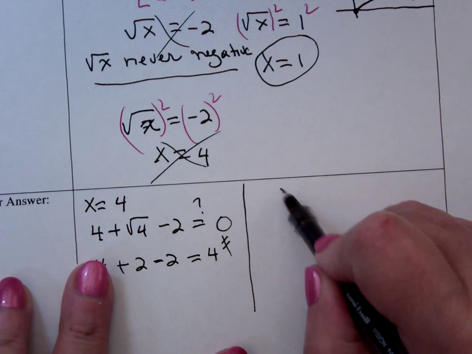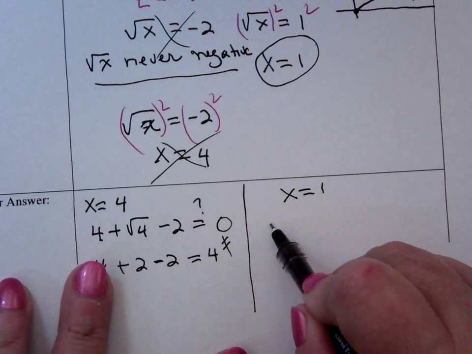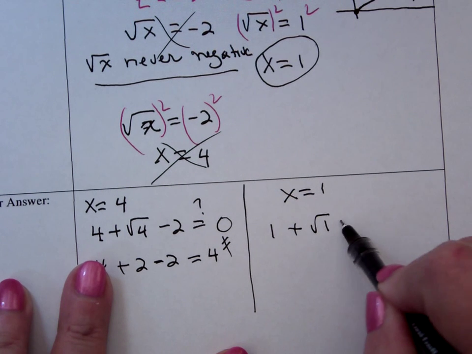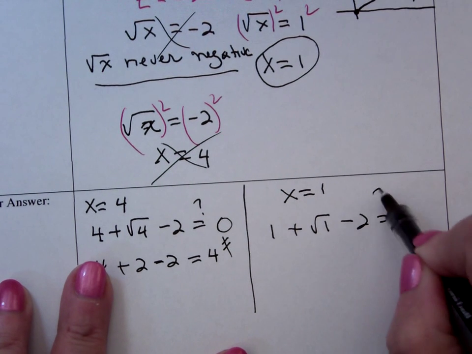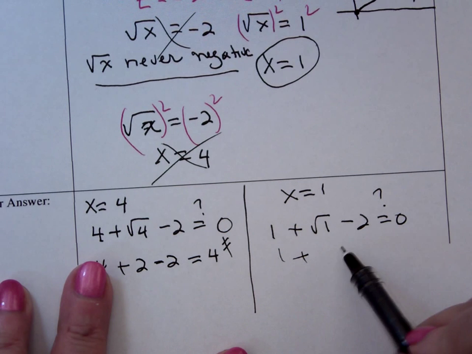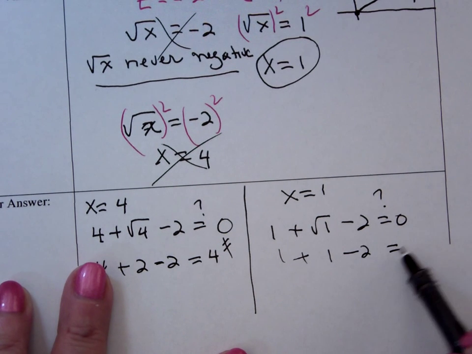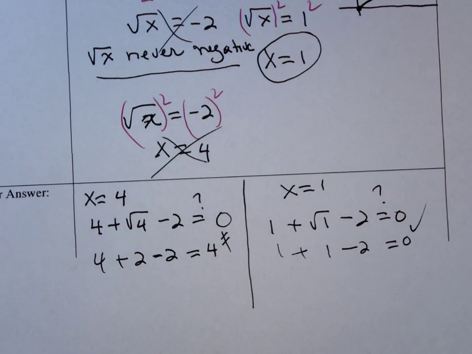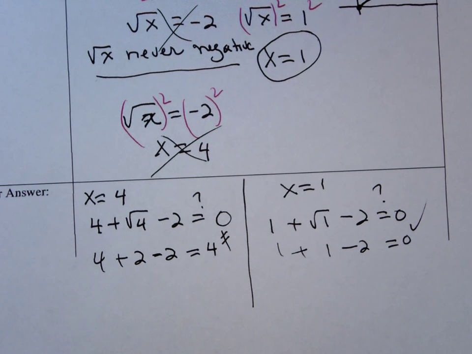And x equals 1, is it true that 1 plus the square root of 1 minus 2 equals 0? Well, this is 1 plus 1 minus 2 equals 0, and it checks. That's simple.